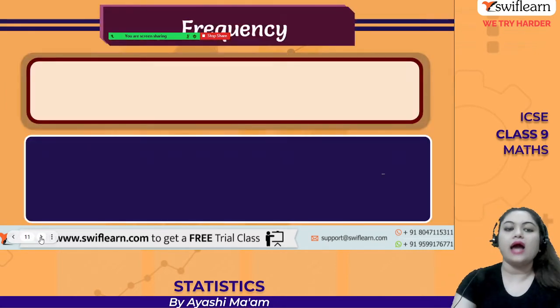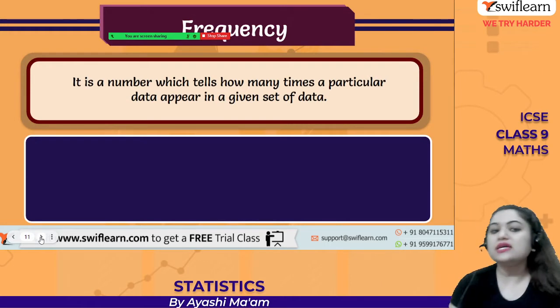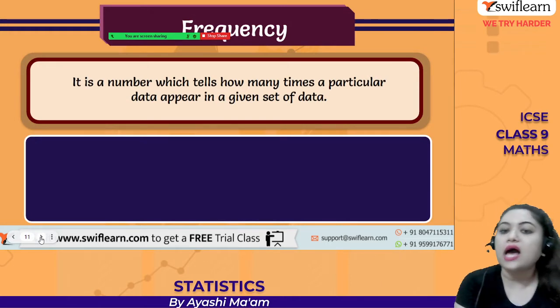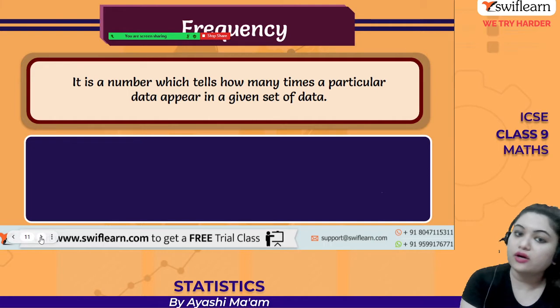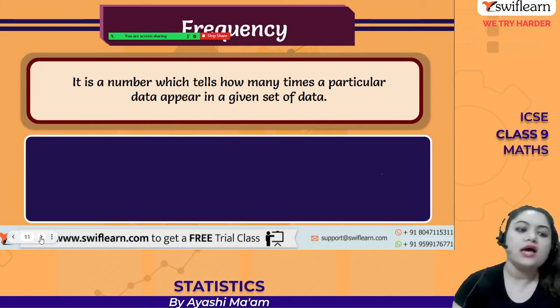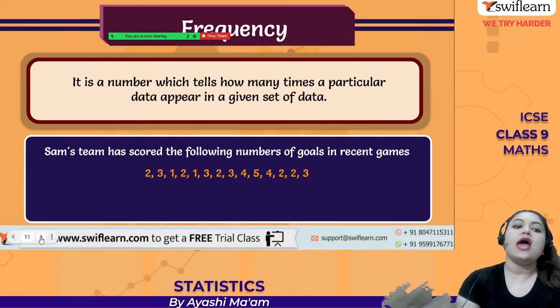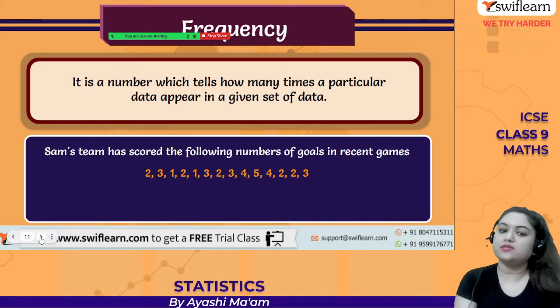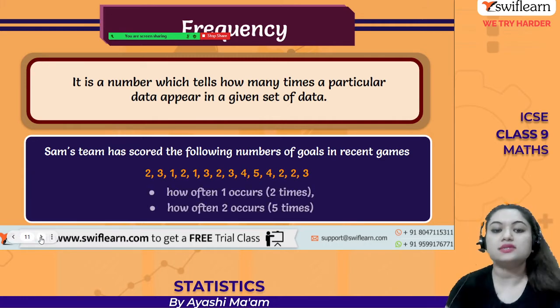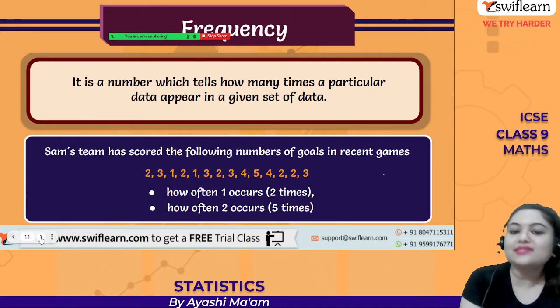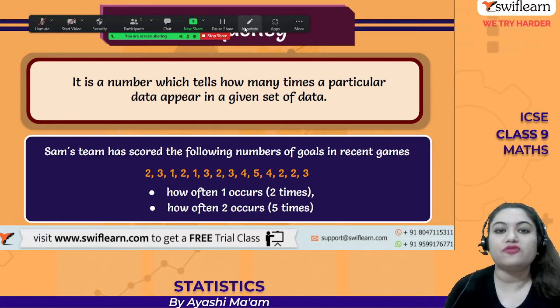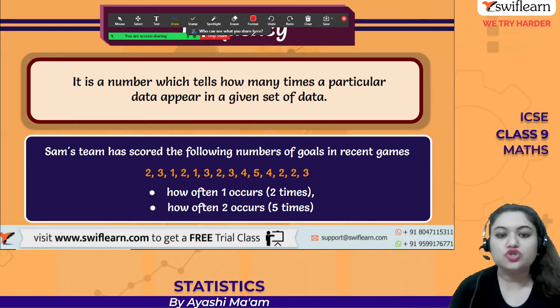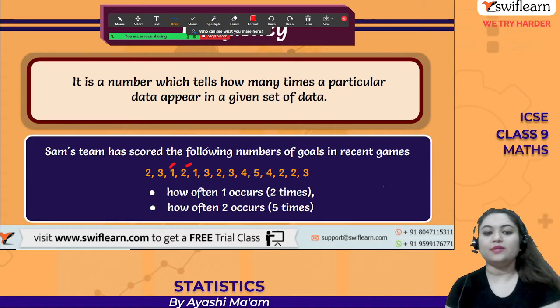अब हम लोग आएंगे frequency. Frequency is a number which tells how many times a particular data appear in a given set of data. इसको example से समझते हैं. Sam's team has scored the following numbers of goals in recent games. So 2, 3, 1, 2 ऐसे करके these many number of goals he has scored. How often one occurs? तो अब इस डेटा पर देखिए 1 कितनी बार आया है? 2 times. So the frequency of 1 is 2. Here 1 has occurred 2 times.